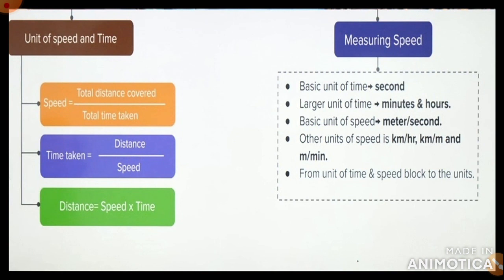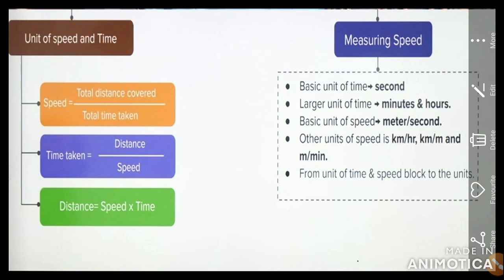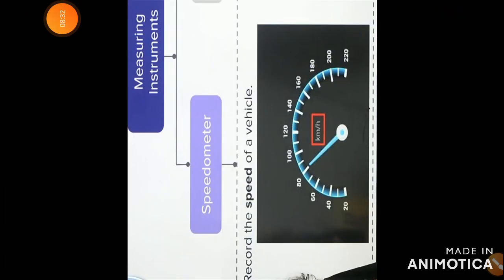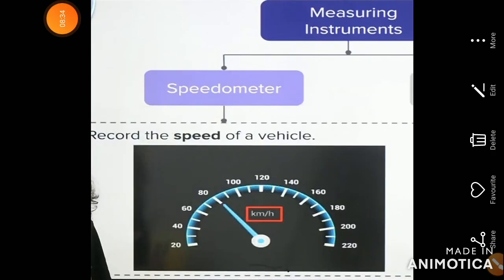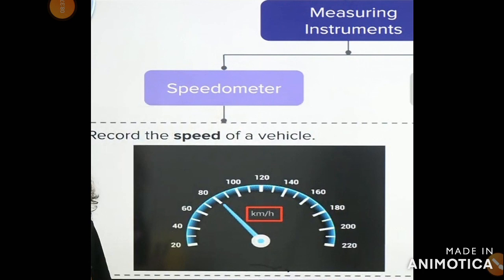Okay, now we have to get into the distance time graph. Sorry, before getting into the distance time graph, I need to say that there are some measuring instruments for speed. Those are the speedometer and odometer. The speedometer will show your speed. On bikes they show 80 kilometer per hour, 20 kilometer per hour, 30 kilometer per hour. The speed unit is kilometer per hour, and it will measure the speed.